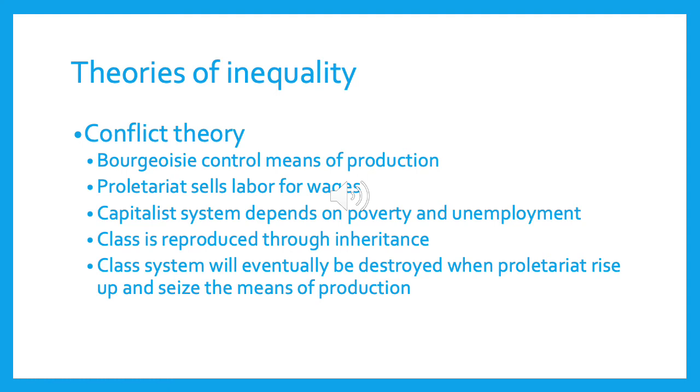It's important to note that Marx thinks that the class system will eventually be destroyed when the proletariat form what he calls class consciousness. For Marx, class consciousness is simply an awareness that the working class is oppressed. To form class consciousness just means that the working class will realize that their labor is being exploited for the profit of the bourgeoisie, and that they will then rise up in a rebellion and seize the means of production.